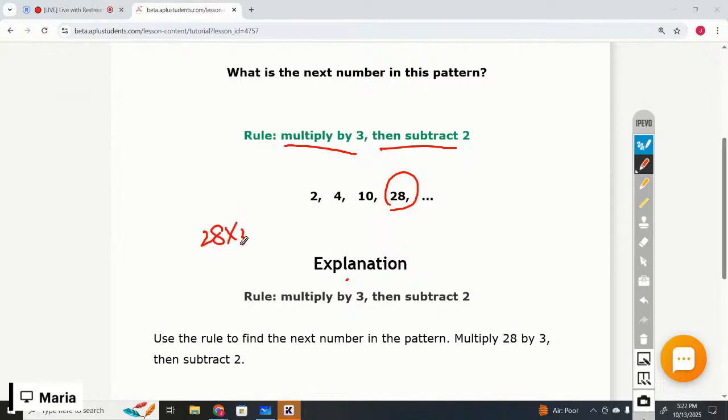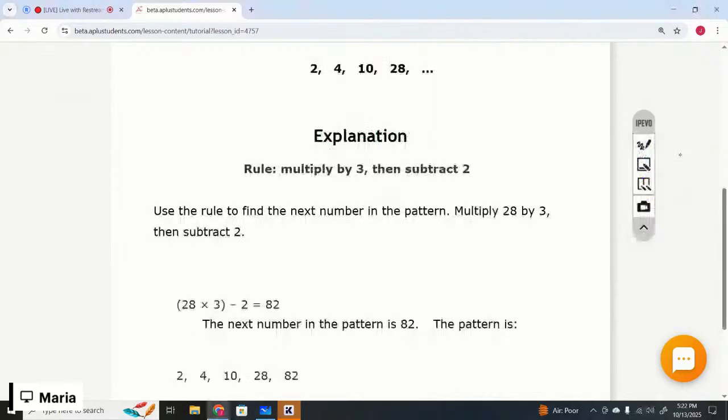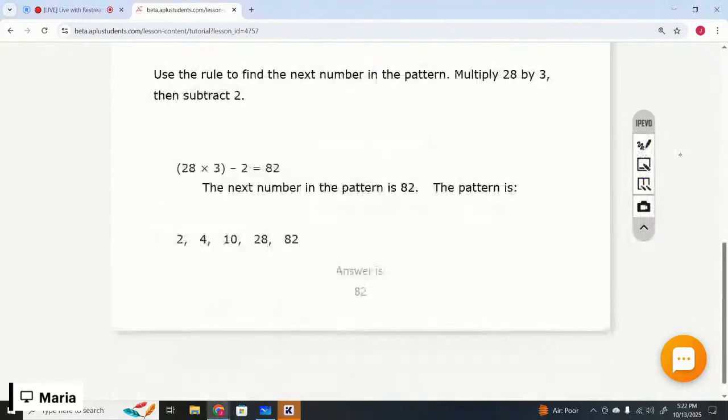28 times 3. 3 times 8 is 24. 3 times 2 is 6 and 84. You need to add 2. So 84 plus 2 is 86. Oh, you need to subtract 2. 28 times 3 minus 2. So 28 times 3 is 84 and 84 minus 2 is 82. The correct option is 82.